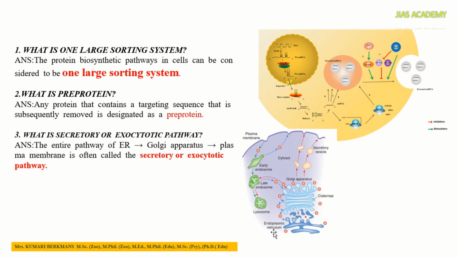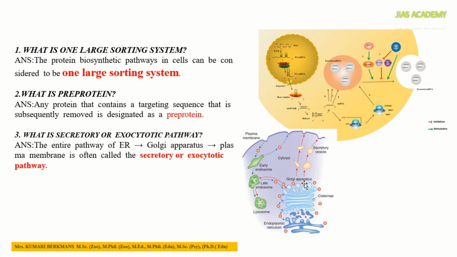What you are seeing here is the endoplasmic reticulum. The endoplasmic reticulum is releasing the vesicle, which is taken to the Golgi apparatus, and from the Golgi apparatus the proteins are released outside by the secretory vesicles. These secretory vesicles come in contact with the plasma membrane, and the proteins are released outside. This is the path of the protein. So this is called one large sorting system.